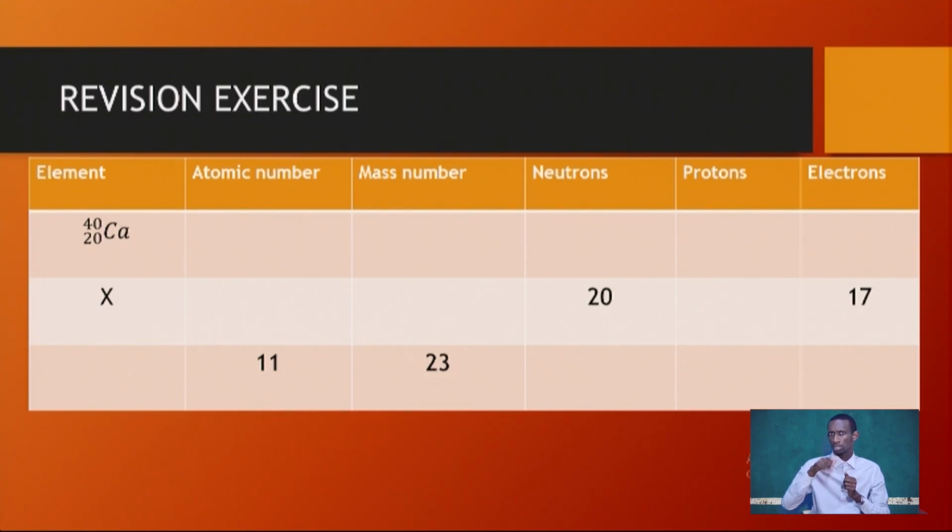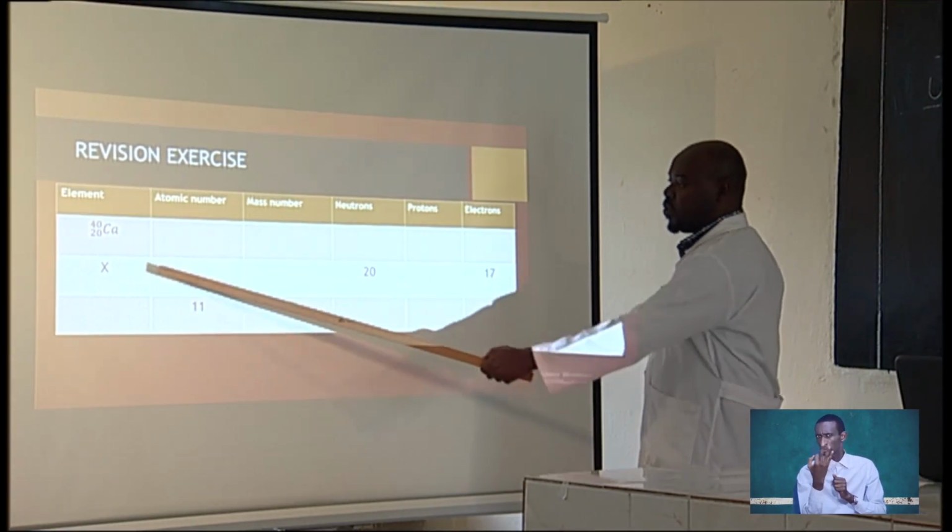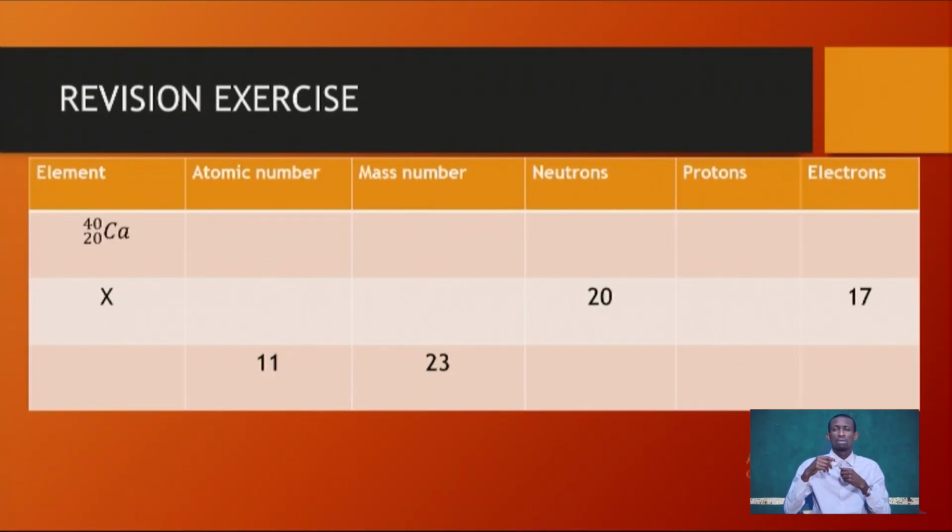You look at the periodic table and you identify the element which has atomic number 11. It also has the mass number 23. So with the atomic number and the mass number, you will represent it like this. Just like how you will do the same for X. And then you complete the neutron number, protons, and electrons. You have 2 minutes to try the exercise.